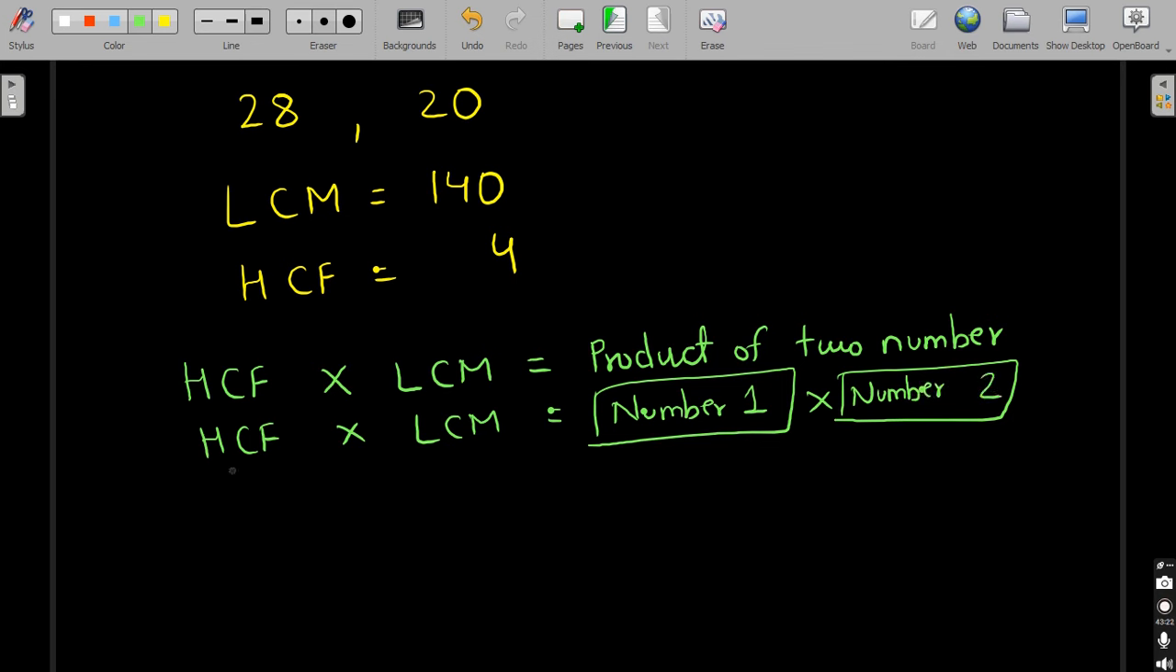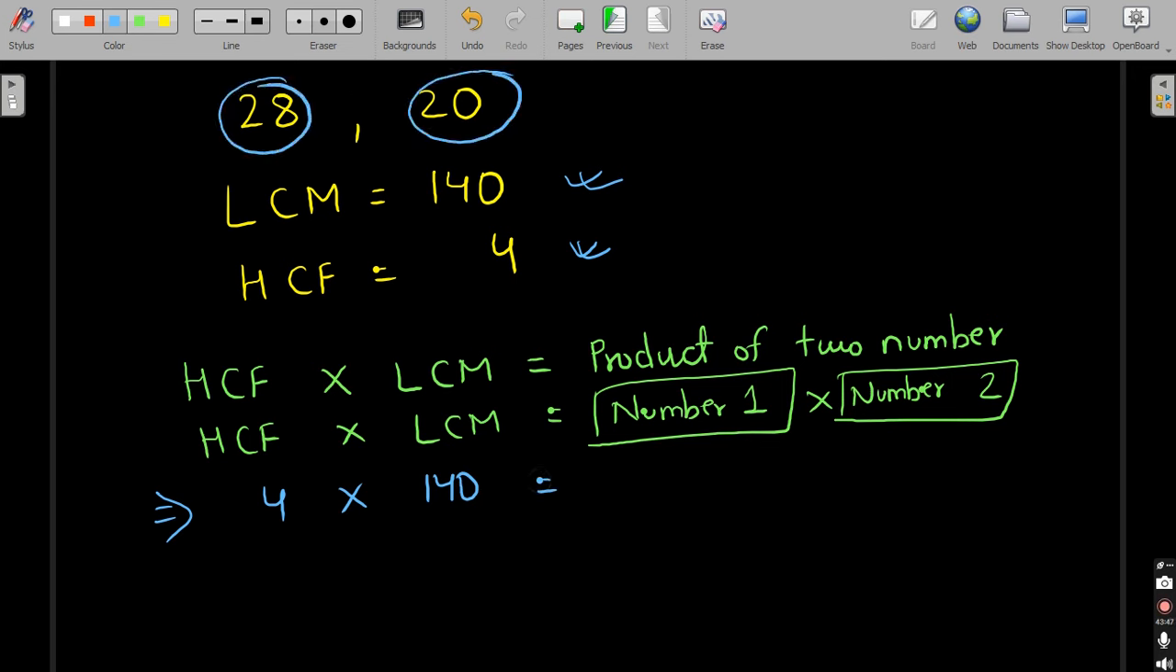Number 2. Now in our case, let me check whether it is possible or not. So what is the value of LCM? Let us check the process: HCF into LCM. HCF value I got is 4. And 4 into LCM value, how much did I get? 140. Very good.